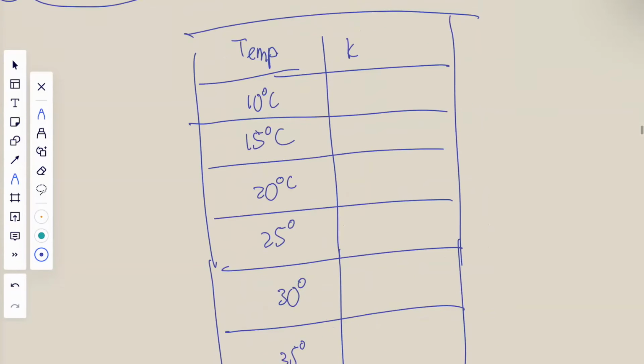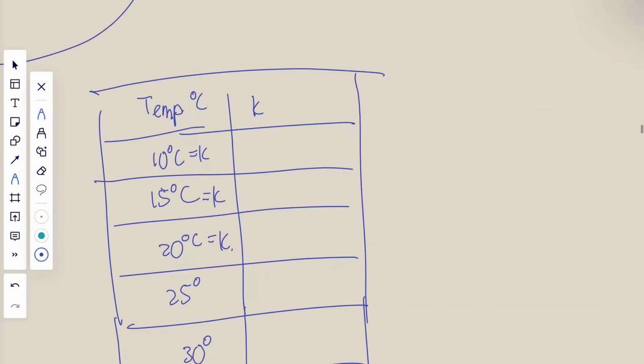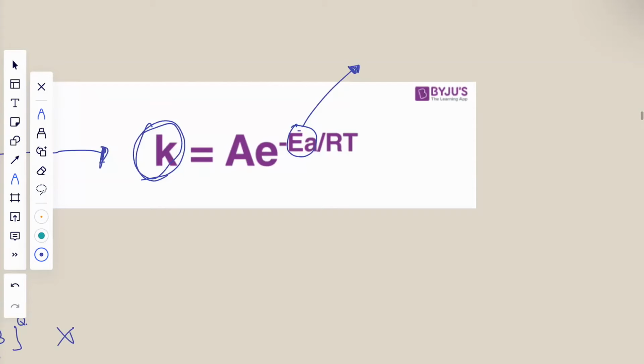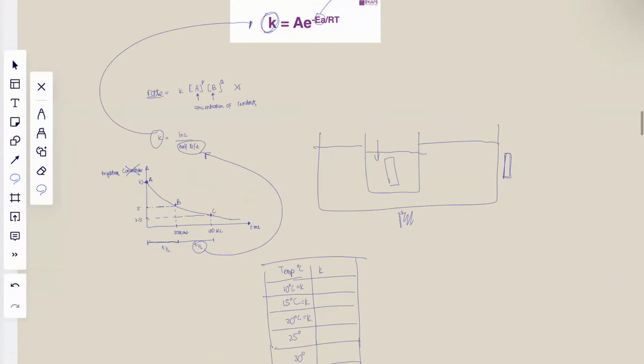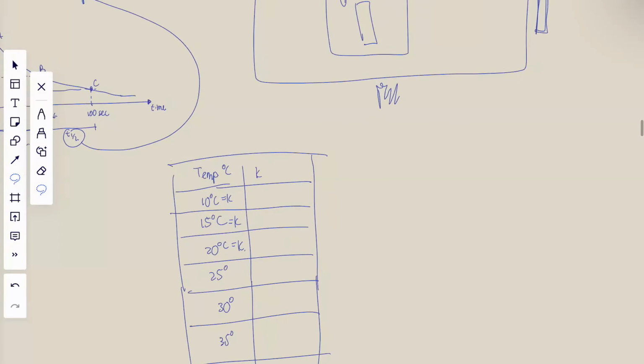Then you calculate the K here. The temperature in degrees Celsius, then you convert to Kelvin. Then after you get this, we apply to this formula. How do we apply? This is the last table, the last table before you have a lot of data to make this table.